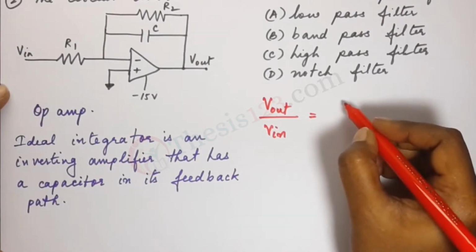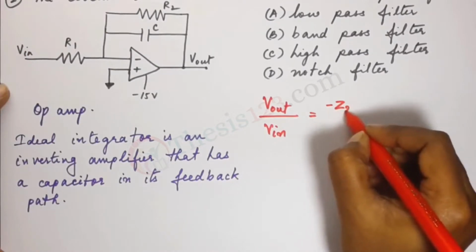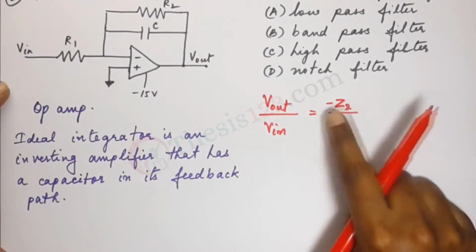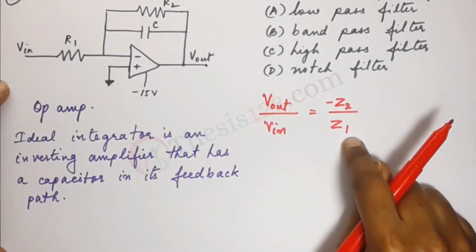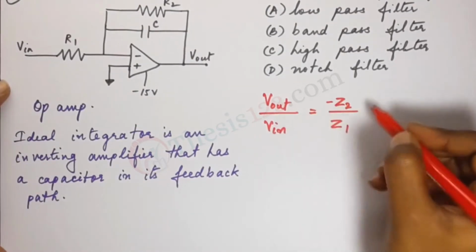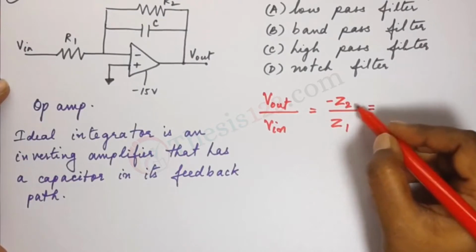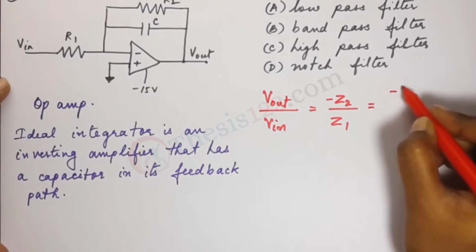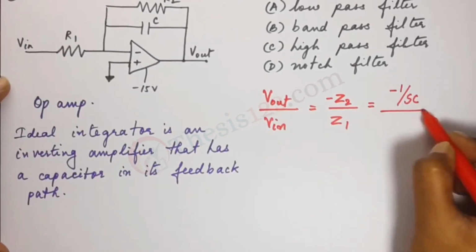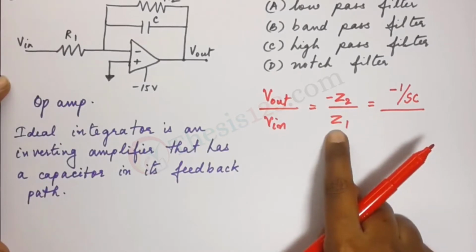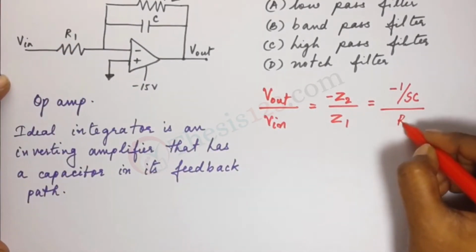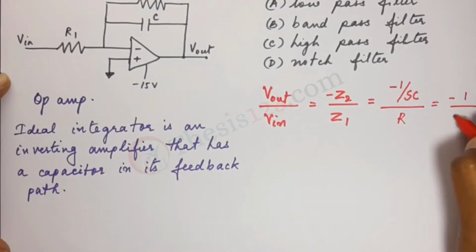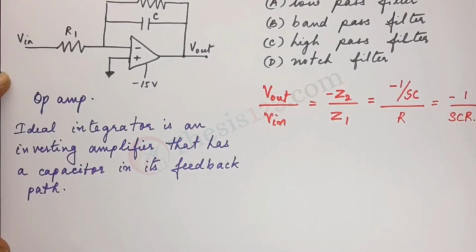Now V out to V in, let's note that down as Z2 by Z1. Now because there is a feedback path, I'm including that as a negative, so that's minus Z2 by Z1. So we're taking it in terms of impedance here, the ratio. So minus Z2, in terms of what we have here, we have a capacitor. So we write that as 1 divided by SC, and Z1 is R1. So let's just note that as R. Now if we simplify this, we can write that as minus 1 by SCR.